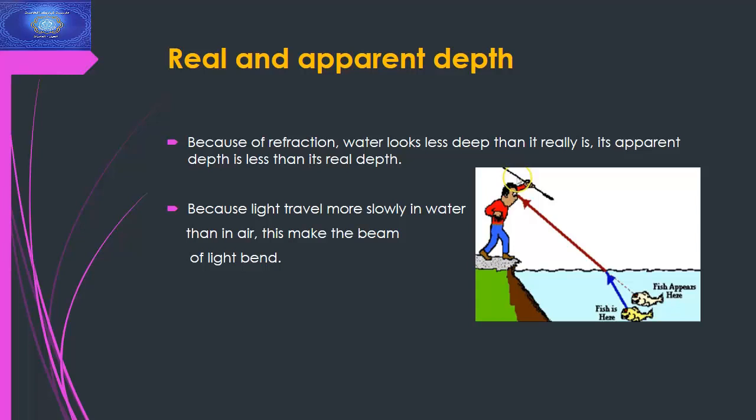Real and apparent depth. Because of refraction, water looks less deep than it really is. Its apparent depth is less than its real depth. This diagram shows two fishes, but only one is the real one and the other is the apparent one. This is because of refraction of light, also because the speed of light changes. In this case, the light travels from water to air, so its speed will increase. It started from low speed and its speed will increase in air. This change in speed causes the beam of light to bend. This causes the real and apparent depth.